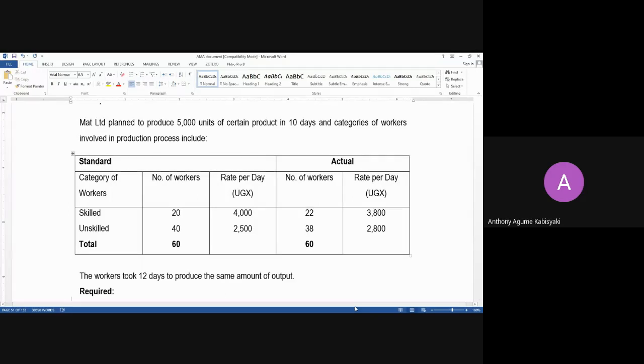Then they are saying that the workers took 12 days to produce the same amount of output. And the same amount of output, of course, is 5,000 units. That's what you need to note. So that means the standard output was the same as the actual output. But the days taken, the plan was 10 days, but the workers actually took 12 days. That is also what you need to note.